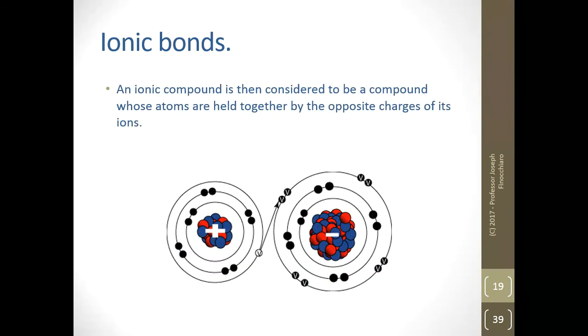An ionic compound is then considered to be a compound whose atoms are held together by the opposite charges of its ions. It seems so complicated. Some of you are having a meltdown right now. Hey, end of the day. One's positive, one's negative, and they stay together because opposites attract. Plain and simple. That's what's happening here.